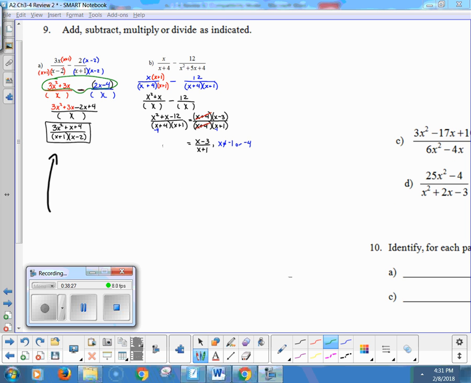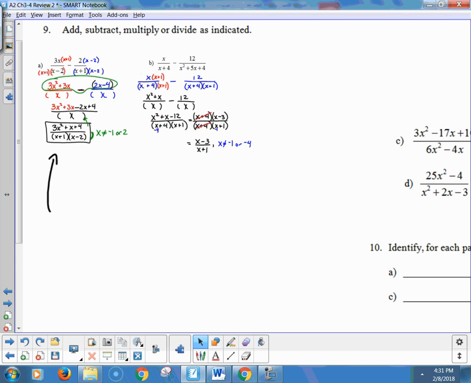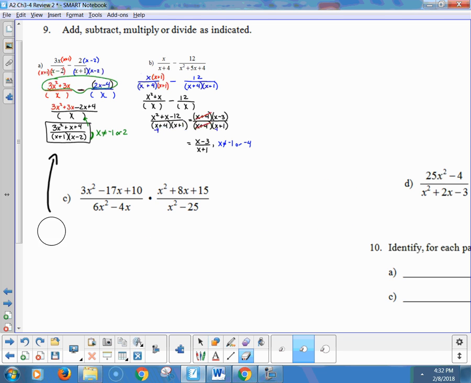So going back to part A, I would say that this is true as long as x does not equal negative 1 or positive 2. So let's throw that into the mix. All right, let's take a look at part C. Part C says, figure this one out.